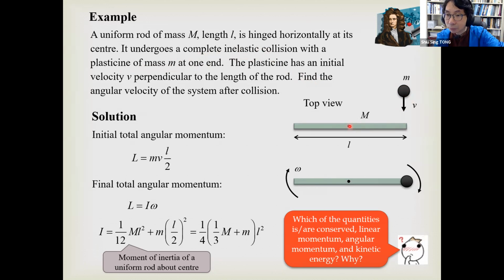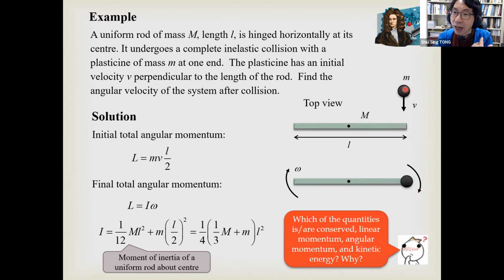Okay. And the rod, this is the top view, so the rod is in the horizontal direction. So you can neglect gravity, and the mass now sticks to one end of the rod and sets it into rotation. So eventually, the rod and the piece of plasticine rotate together with a certain angular velocity, and you are required to calculate that angular velocity. Now, first we have to remember what is the angular momentum for a point mass.